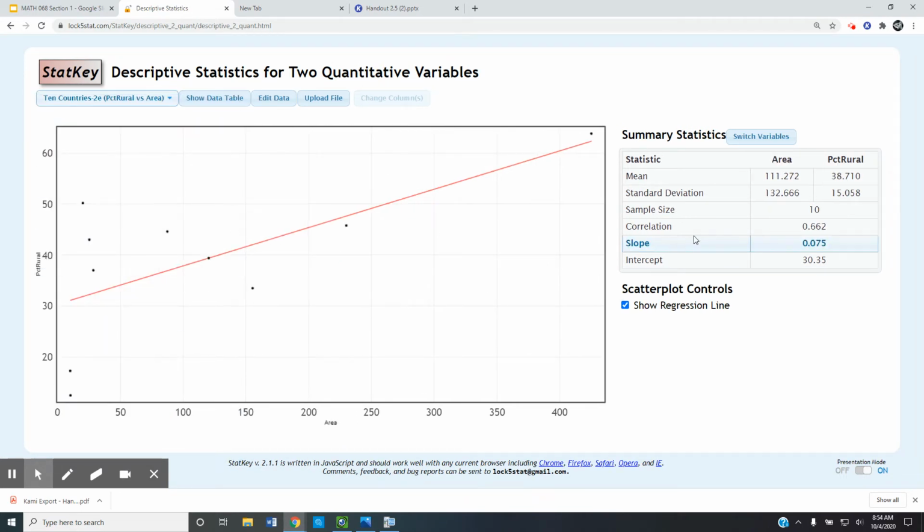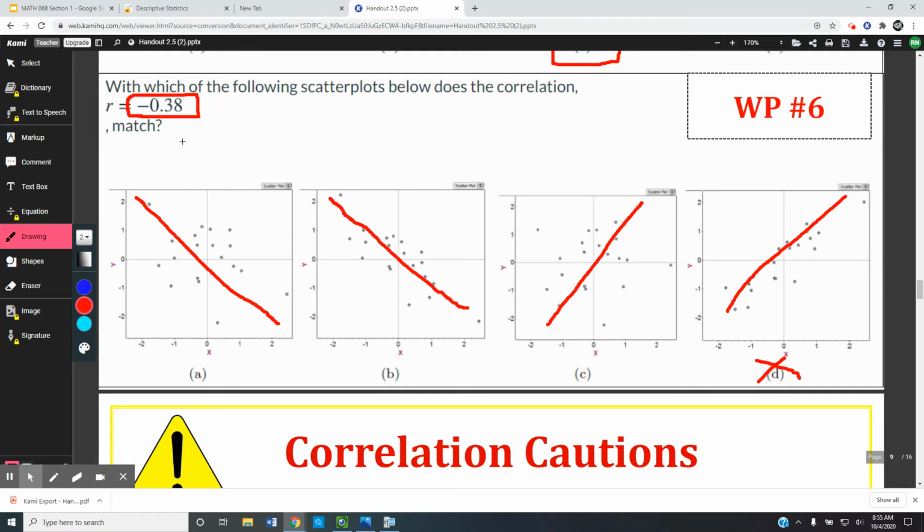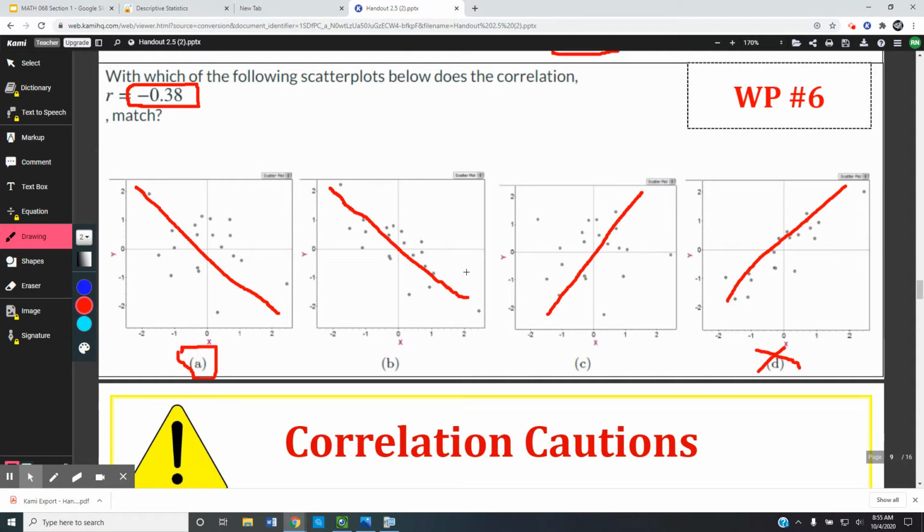Look at these. These moved out a little bit, 0.662. So being at a 0.05 is a terrible, terrible statistic. So anyway, back to this one. The one that I'm picking is letter A because A is not very good.